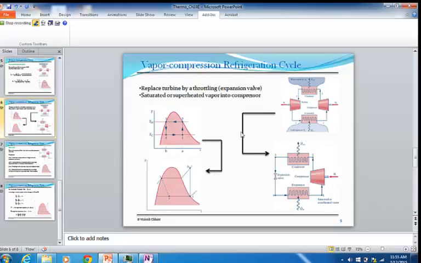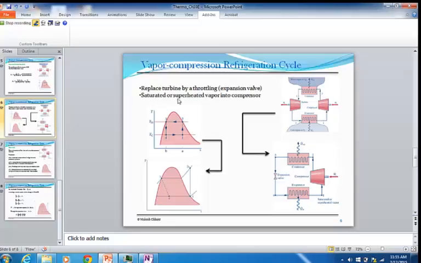Now, as I said earlier, normally, especially when you're talking about the refrigerator at your home, you don't really have a turbine there, because there's not really much value in producing power there, and a turbine usually costs quite a lot. So instead of that, we want to replace it by some very simple, inexpensive device. So the turbine is basically replaced by a throttling valve or an expansion valve, which basically expands the gas.